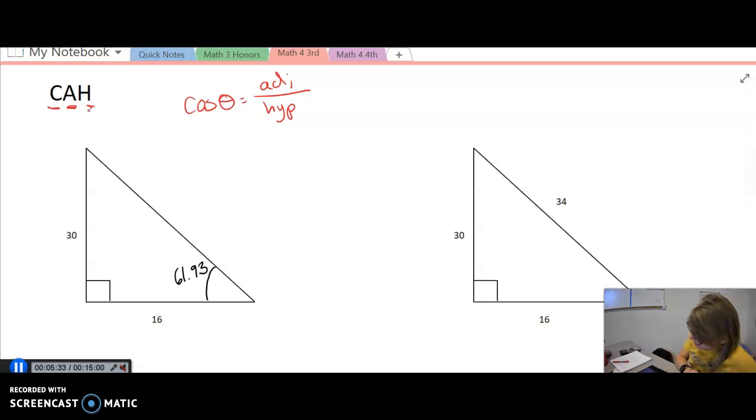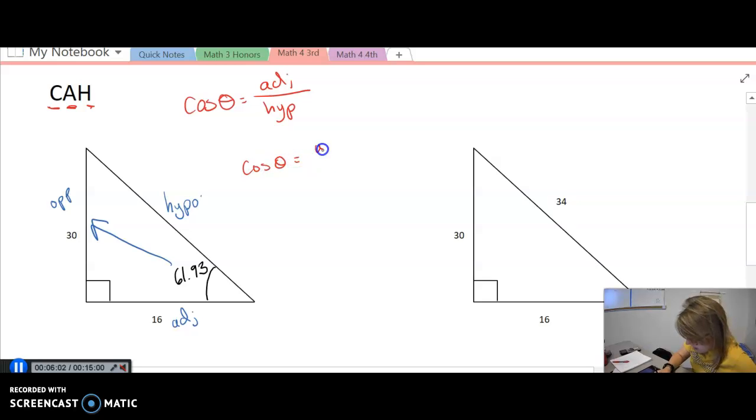So we have this wonderful little triangle on the left here, and we have a side length of 30 and 16 and a theta of 61.93. So let's go ahead and label our triangle first. So we know that our hypotenuse is this longest side, and opposite is going to be across from theta. This is opposite, and right next to our theta is our adjacent. So remember, cosine of theta equals adjacent over hypotenuse. And then cosine of theta, well, we know that theta is the 61.93.